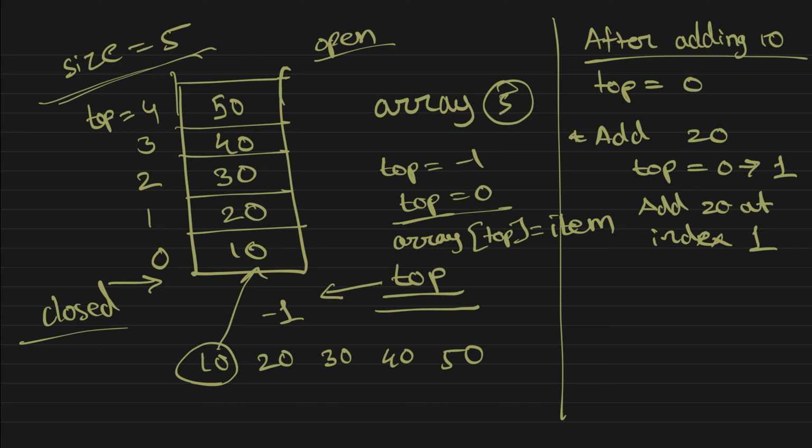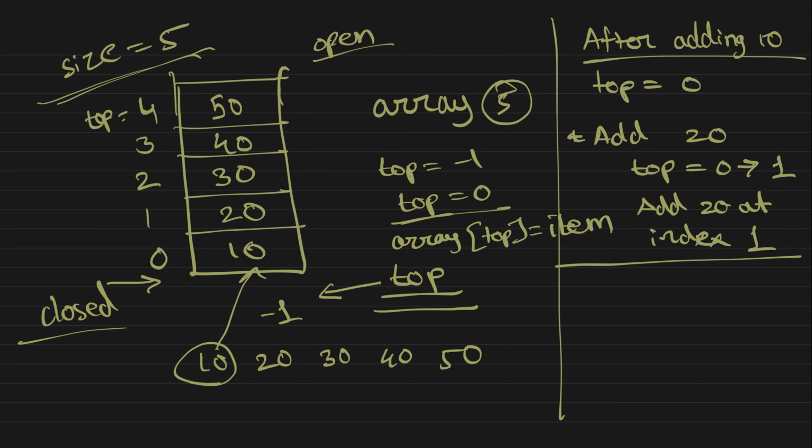Now when I try to add the next element, this is where it gets interesting. After adding 50, the value of my top is 4. Now let's say I were to add 60. In this case, what would happen? My top is currently 4, and now I want to add 60.